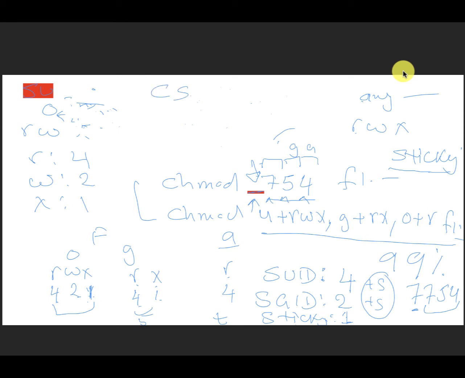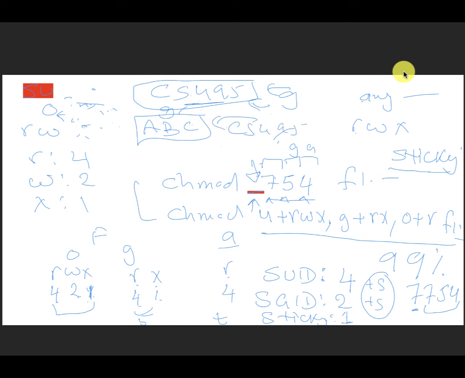Say you have a folder, CS495, this is the directory that we have. In the folder you have a group, and all the students registered in this class are members of this group that owns this folder. Let me change the example a bit. Assume that we have an ABC folder, and we have a group, CS495, which owns this folder. This makes it easier. All the students registered in this class are members of this group.